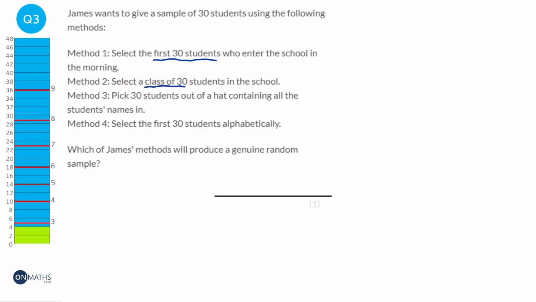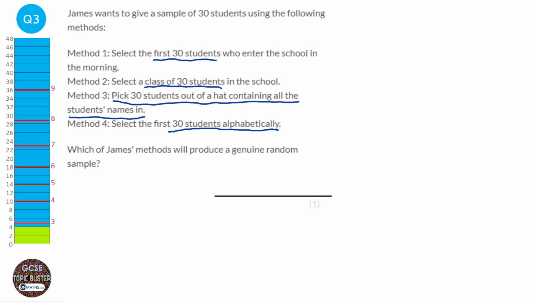If we select a class in the school, then they're generally all going to be the same age. So if it's a year 7 class or a year 11 class, they're all going to be the same age. It might seem that it's fair picking the first 30 students alphabetically, so A to F or whatever, but again, that's not fair, because the people at the end of the register don't have an equal chance of being picked. So you need to make sure everyone in your population has an equal chance of being picked. So picking 30 students out of a hat containing all the students' names in is definitely the fairest way of picking a sample from this list.